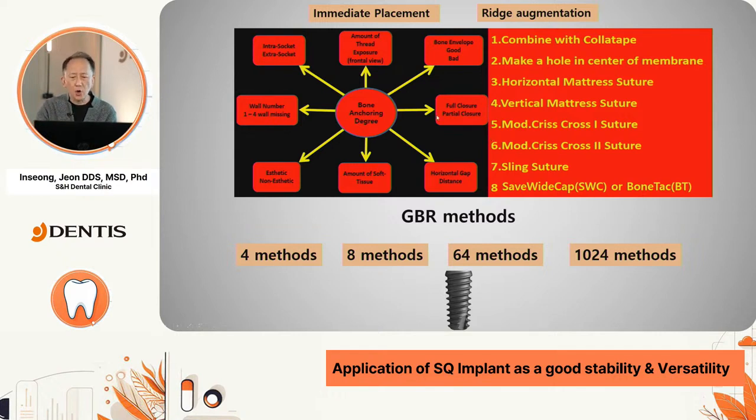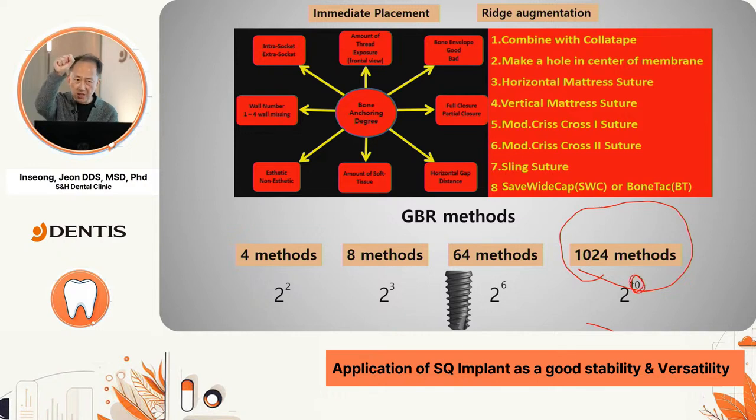This time, I talk about the 1024. What does that mean, the 1024? That means one situation can be operated on in 1024 ways. This is the final GBR concept here. That means I already organized 10 factors. 10 factor organization means one situation can be operated on in too many ways.